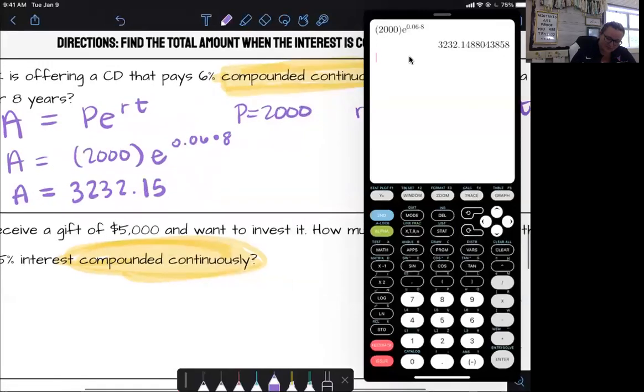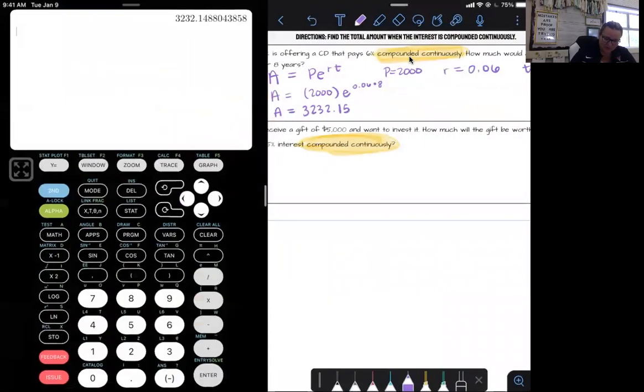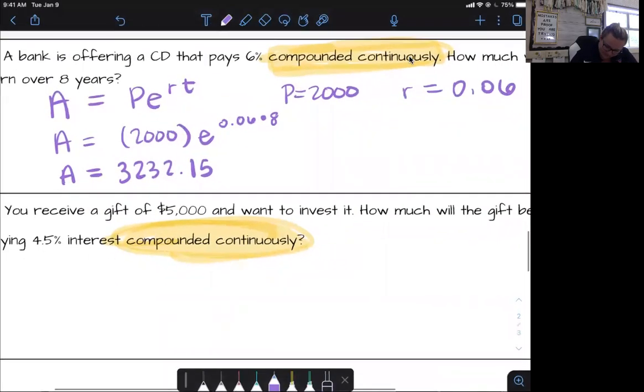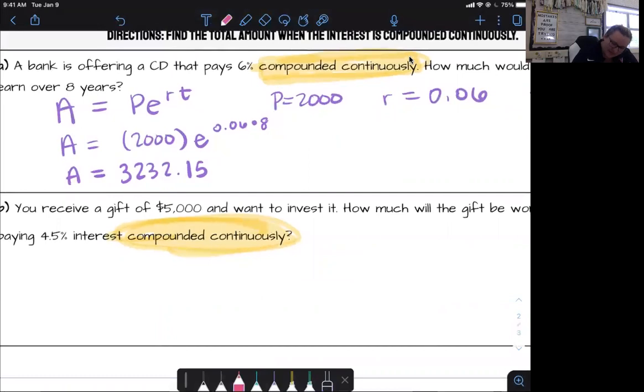And then because it's a word problem like we've been doing, we're going to write our final answer as a complete sentence. So in 8 years, the CD will be worth $3,232.15.